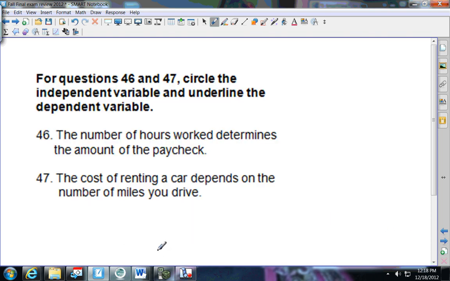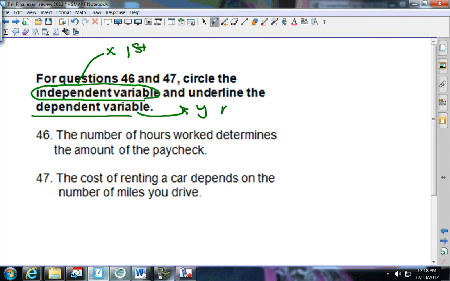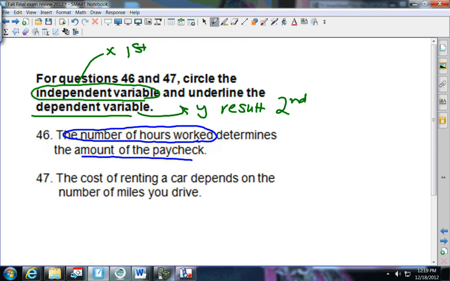46 and 47. Circle the independent variable and underline the dependent. Remember, independent is your x. It's what happens first. Dependent is the y. It's the result or what happens second. Okay. The number of hours you work determines the amount of your paycheck. What do you have to do first? You have to work. So number of hours worked is what you circle, the independent. That's what happens first. And underline the dependent. Then you get paid. The cost of renting a car depends on the amount of miles you drive. You're going to drive it first. And then you end up paying the whole bill. So that's the dependent right there.